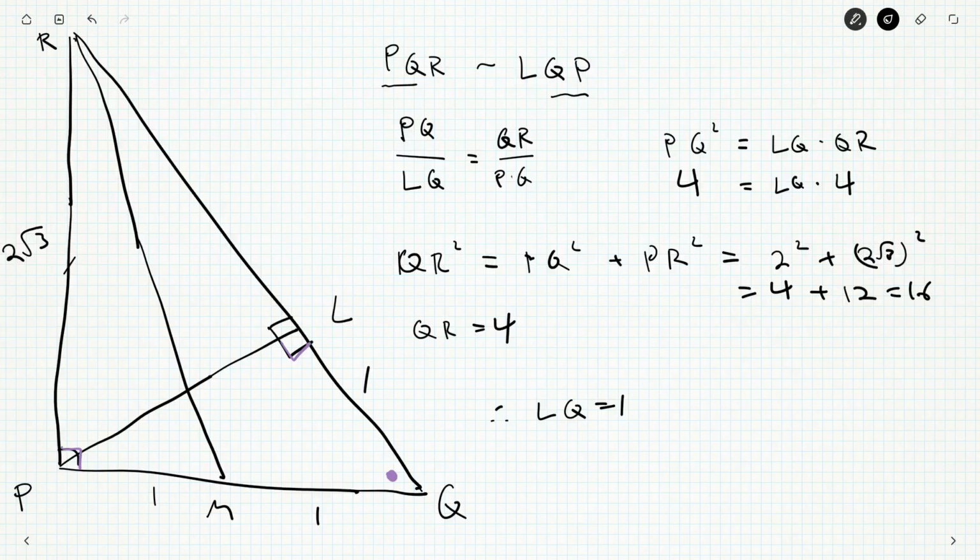So LQ is 1. Has that really got me anything? Has that really accomplished anything? Well, I know a little bit more about the triangle, but we're still trying to figure out PF. Is there a plan of attack we could use? So how might we get PF?